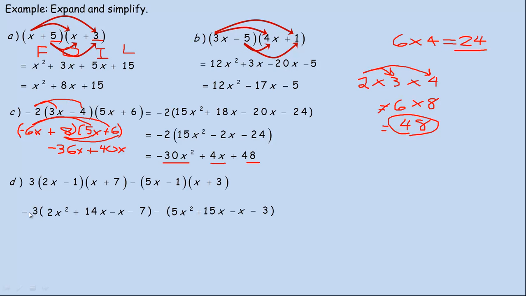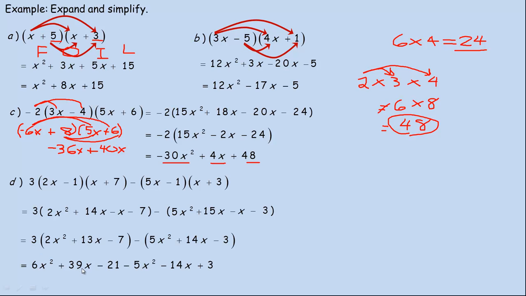So now I can multiply my 3 in here. Well, actually, let's combine like terms and then multiply it in. 14x minus 1x would be a 13x. So 2x squared at the beginning, 13x minus 7. And then there's actually like terms here too. 15x minus 1x would be a 14x. So now I'm going to multiply the 3 in. And 3 times 2x squared would be 6x squared. 3 times 13x would be 39x. And 3 times minus 7 would be negative 21.